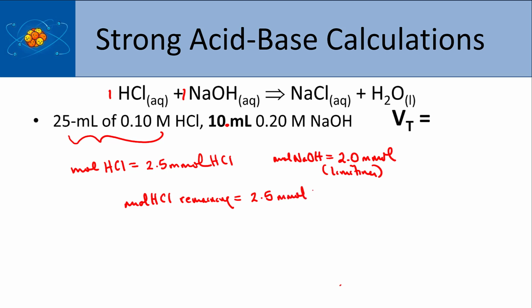millimoles. It's a 1-to-1 stoichiometry, so you're using up 2.0 millimoles. And you're left with 0.5 millimoles HCl, your excess reactant. Now, in order to calculate the pH, because you have an excess of strong acid and the base is all consumed, right? This value drops to 0 because it gets used up in the reaction. Then all you need to do is calculate the molarity of HCl.